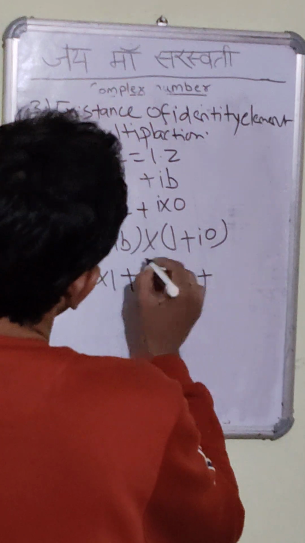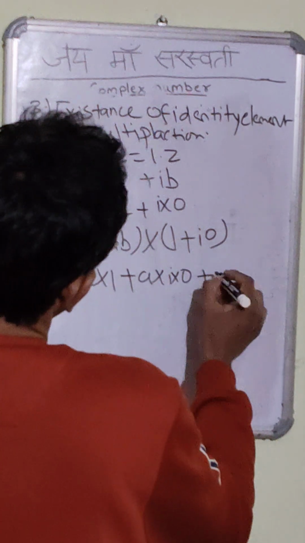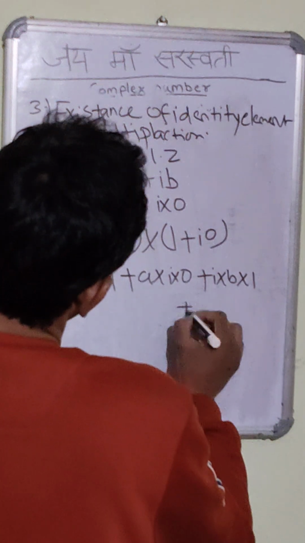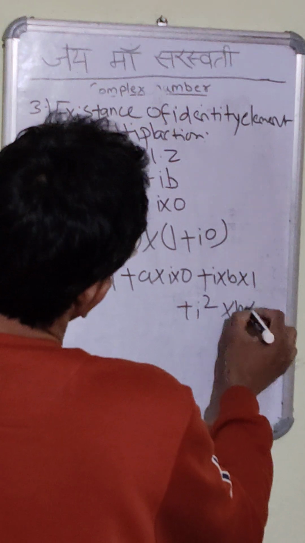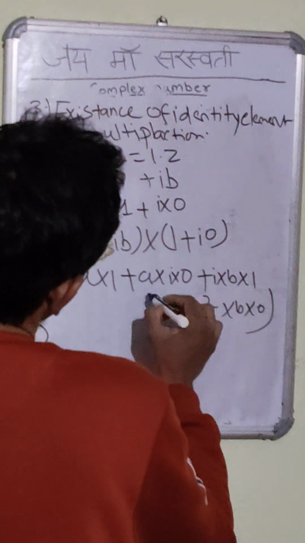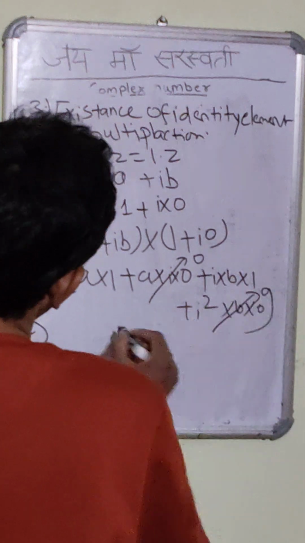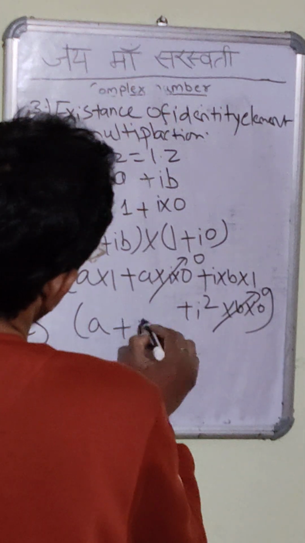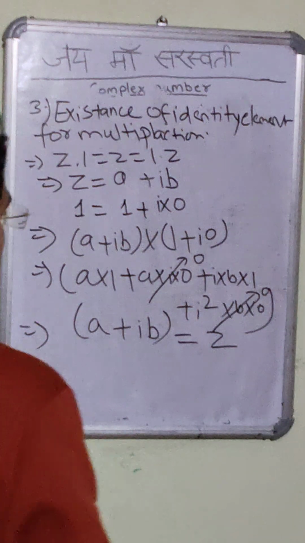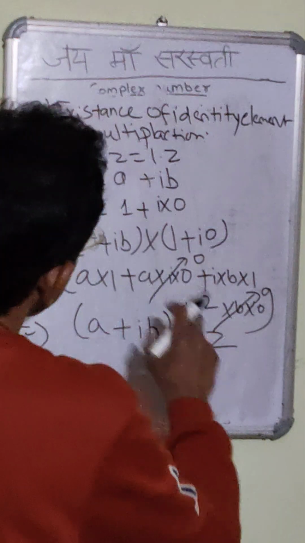A we had already multiplied, A into 1 plus A into I into 0, plus I into B into 1 plus I square B into 0. So this part will be equal to 0, and this part will also be equal to 0, since I square is minus 1 and it is multiplied by 0. It will be equal to A plus IB, that is basically Z. So we have proved the first part: Z into 1 is equal to Z.